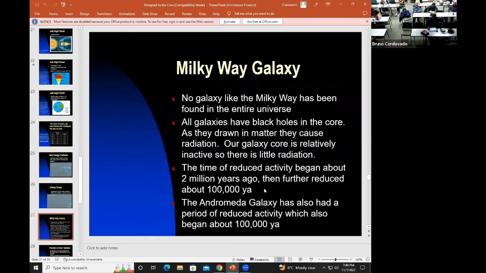And in the Milky Way galaxy, no other galaxy like it has been found in the entire universe. All galaxies have a black hole in the core, and our galaxy has been relatively inactive. This reduced activity began about 2 million years ago, and then it was further reduced 100,000 years ago. The Andromeda Galaxy also has had a period of reduced activity, which began about 100,000 years ago.